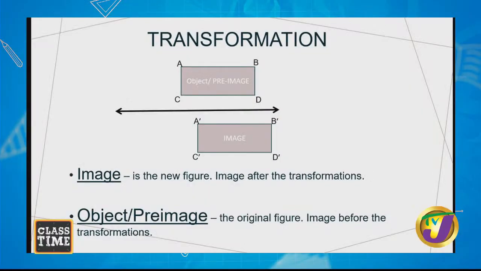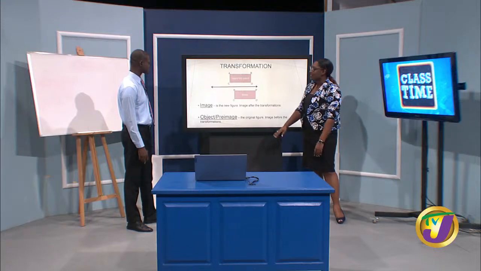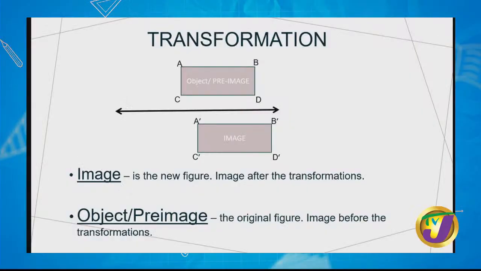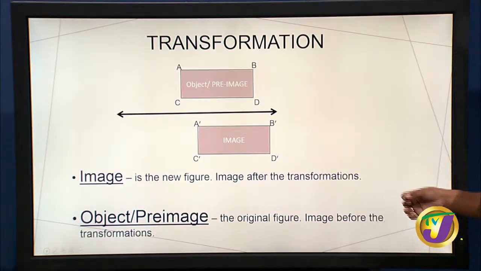So we're talking about object and image. The first thing we see here is our object, which is our pre-image, and then we see our image. Yesterday's lesson, they would have looked at translation, or the slide. As you notice here, our object or our pre-image did a little slide. And we notice that there's a change in the points that make up the object.